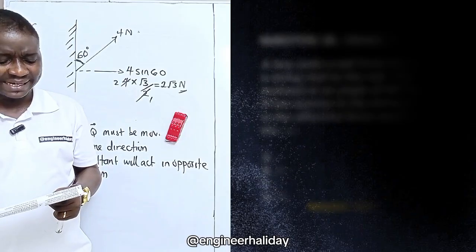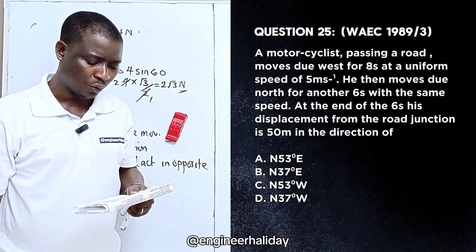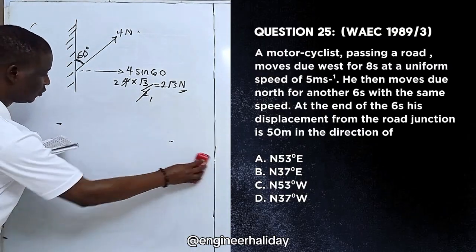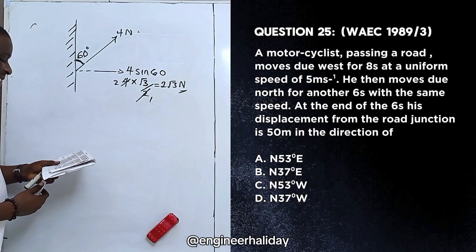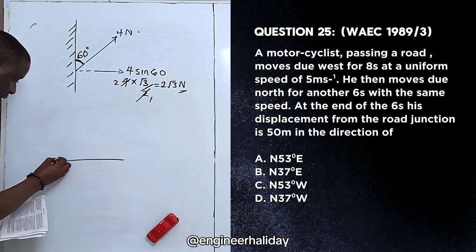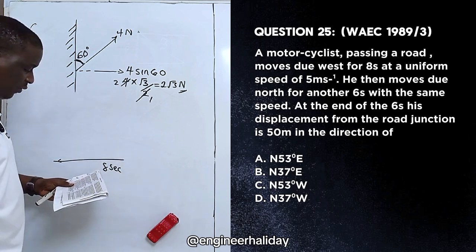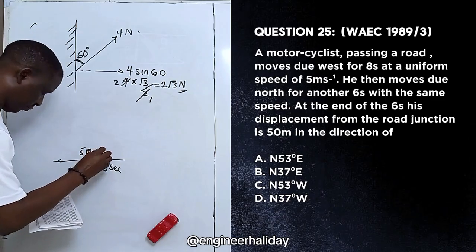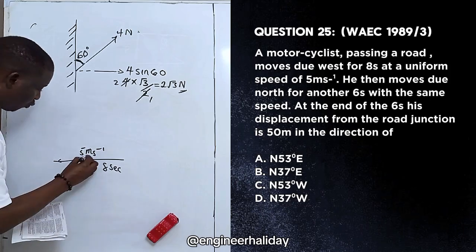Number 26 says a motorcyclist passing a road junction moves due west for 8 seconds at a uniform speed of 5 meters per second. He then first of all moved east.